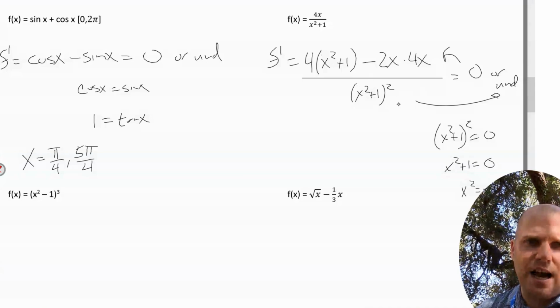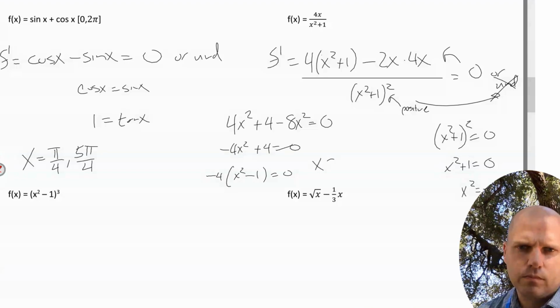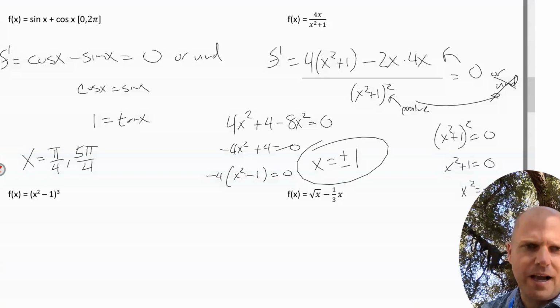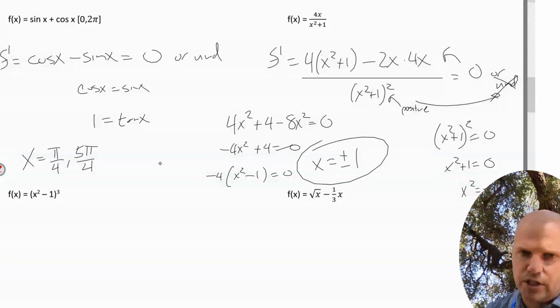So we say that the denominator is always positive. We're only dealing with real numbers. So there actually isn't any values for x where this is undefined. But the numerator, after simplifying, this works out. You get plus or minus 1. Possible max min locations, slopes equaling 0, function neither increasing nor decreasing.